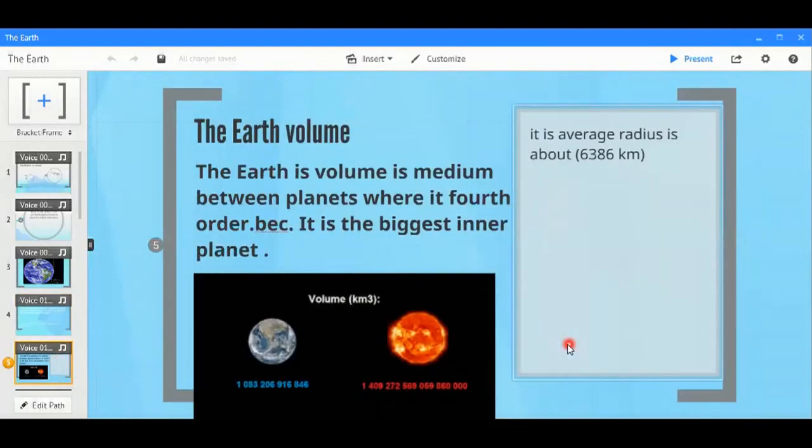Number three, the volume. The Earth has a medium position among the planets, because it is the fourth planet in ascending order regarding volume. Okay, why? Because it is bigger than all the inner planets.